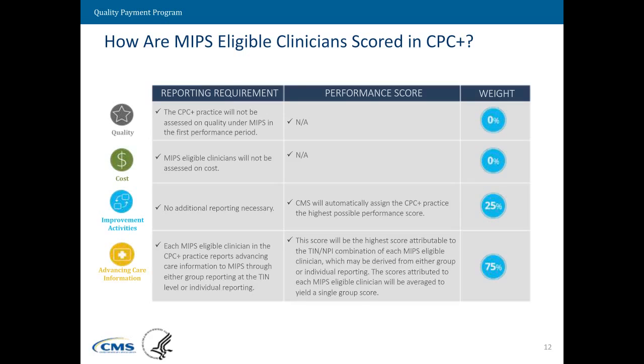These dates are March 31st, June 30th, or August 31st. So they must be on the list on one of those dates. All scoring will be calculated at the APM entity level, and the APM entity in this case is the CPC Plus practice. Each MIPS eligible clinician in the CPC Plus practice will get the same score, which is the CPC Plus practice score or the APM entity score.